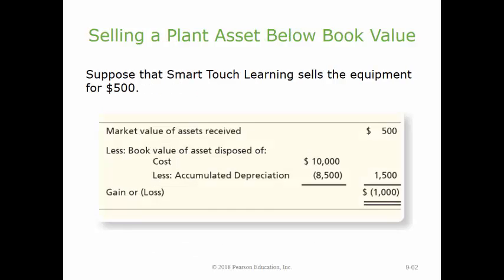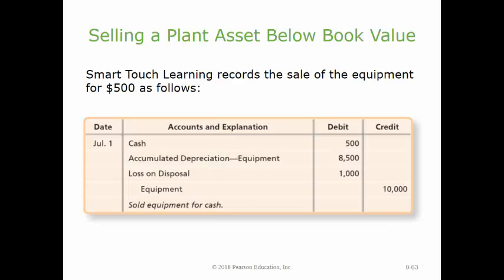Step 4. If Smart Touch Learning sells the equipment for $500, the company will record a loss on the sale of the equipment. Notice that the cash received is less than the book value of the asset. When a business sells an asset for less than its book value, a loss is recorded. In recording the journal entry, Smart Touch Learning will remove the old equipment and accumulated depreciation from the books. Step 2, record a debit to cash for $500. Step 3, and then record a debit to loss on disposal. Step 4.